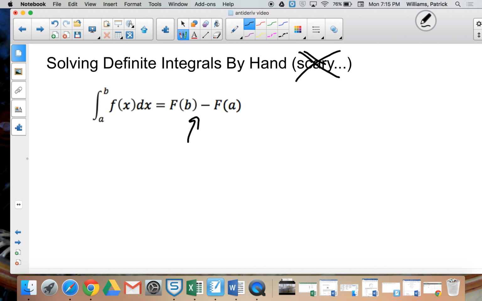Now, just so you know, there's another kind of notation for F of b minus F of a, which I'm going to be using a lot, and it looks like this. We look at the antiderivative and we put the limits of integration in a straight line like that. That means do F of b minus F of a. But just so you know, it's written that way sometimes. I just want to make sure that you guys don't freak out when you see that symbol because it just means F of b minus F of a.